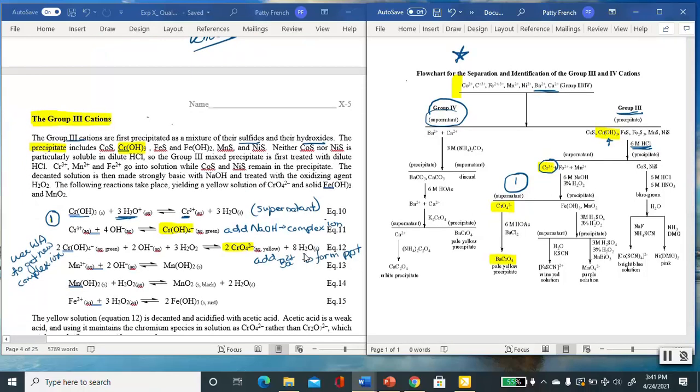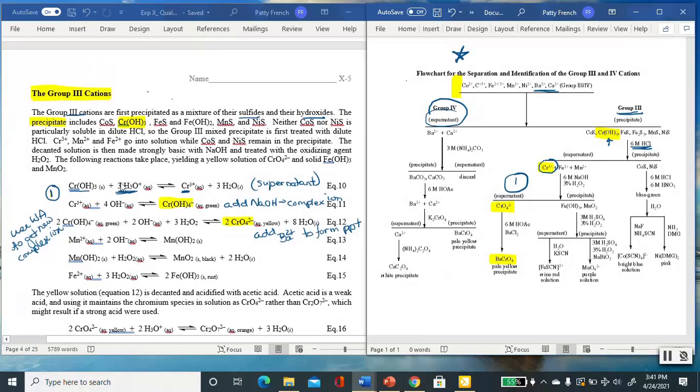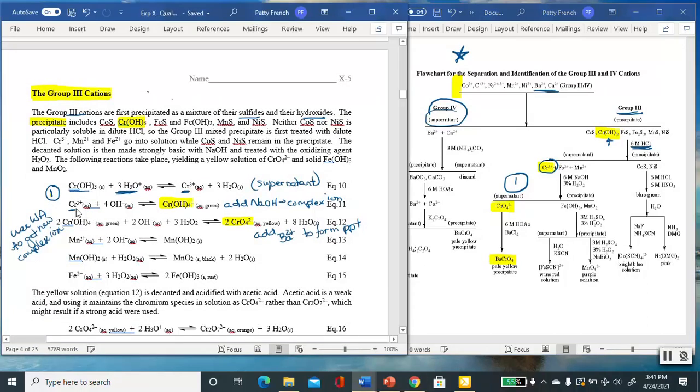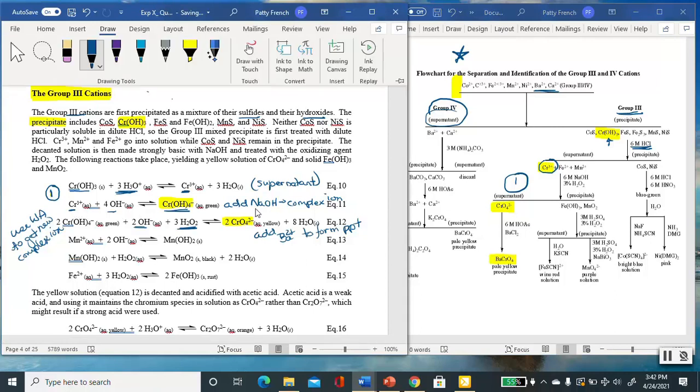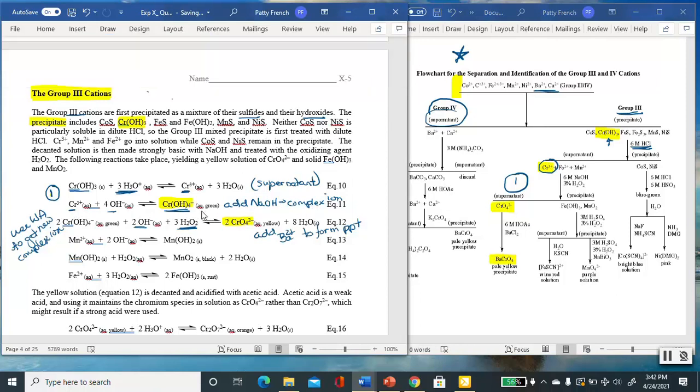So once we actually have this chromium 3 plus ion, we're going to make it basic again. When we take the NaOH and first add it, we're going to end up with chromium 3 hydroxide, which is a complex ion, and it's green. We are then going to add to that some more base and, very importantly, hydrogen peroxide.